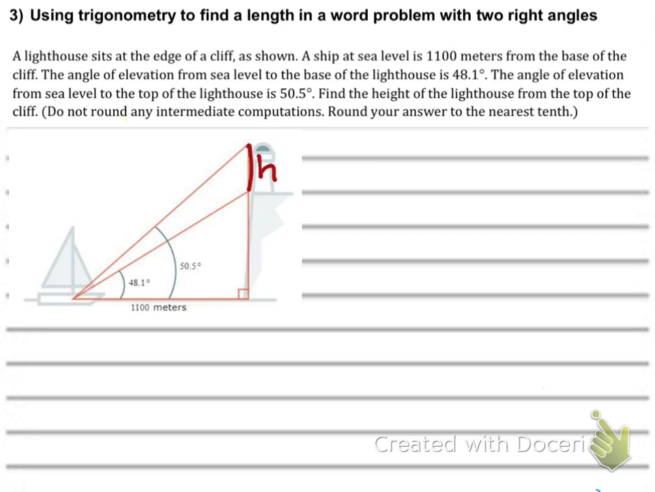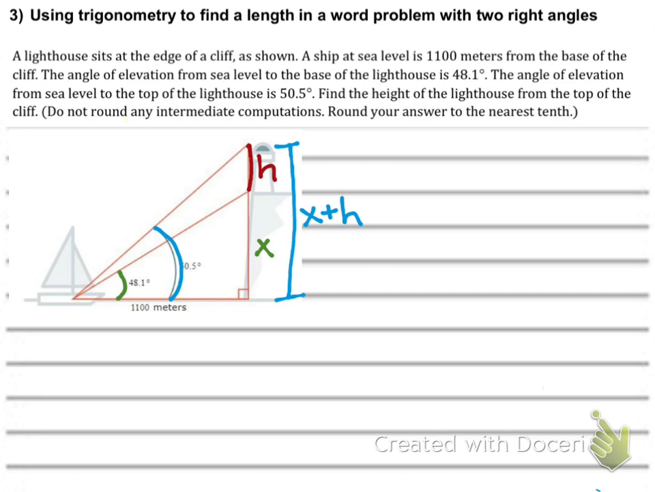So we kind of have two triangles here, right? We have the triangle with this 48.1 degree angle, and so this would be x, right? And then we also have this triangle with the 50.5, that's this whole distance, right? And this whole distance is x plus h. So we can write two different equations here.